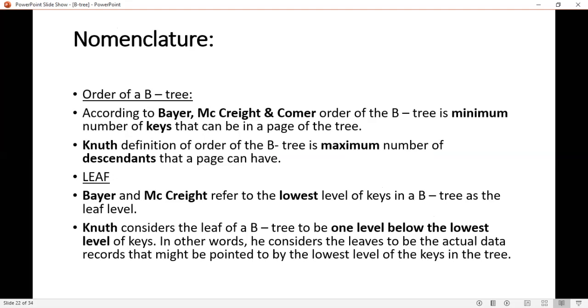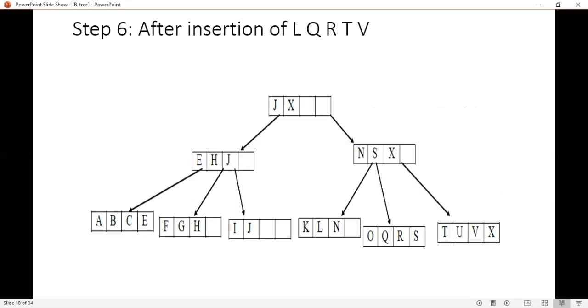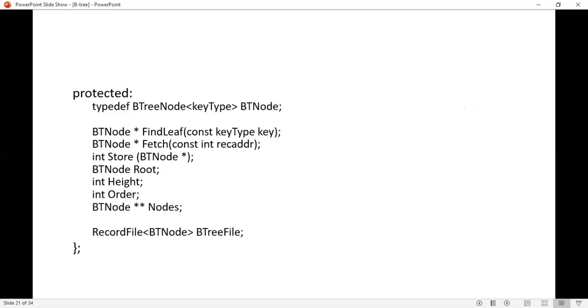Now, what is a leaf? According to Bayer, the leaf level is the lowest level of keys in a B tree. That is, the following nodes in this diagram: A, B, C, E forms one node, and another is the F, G, H node. All these nodes are called leaves according to Bayer.